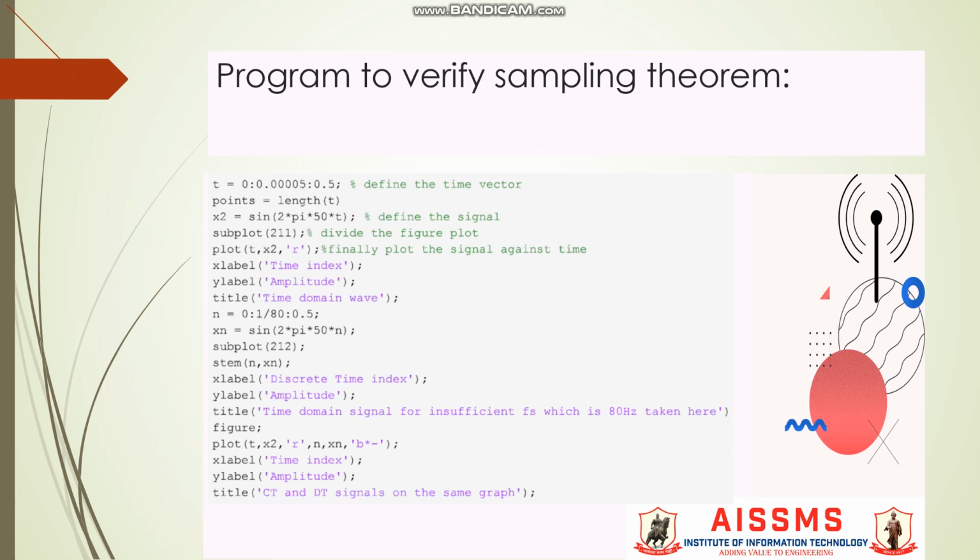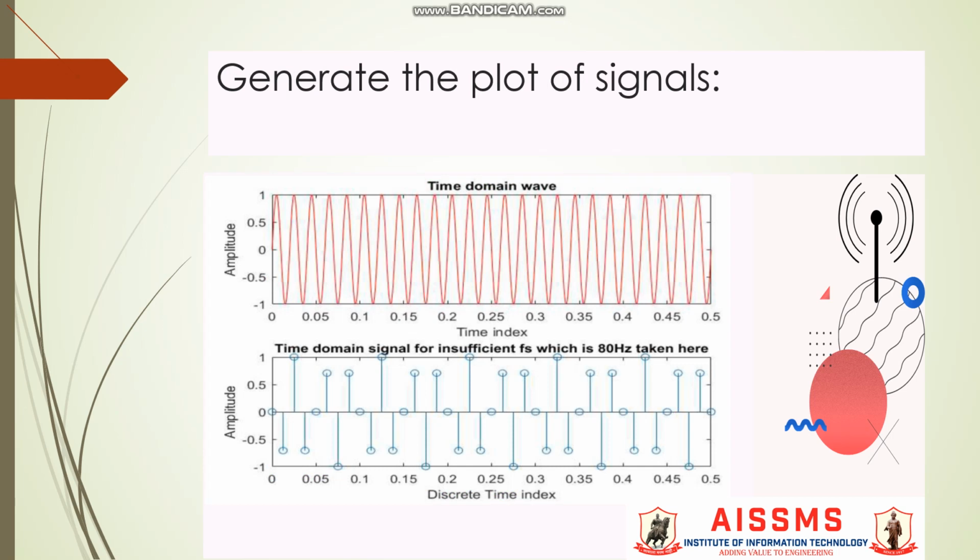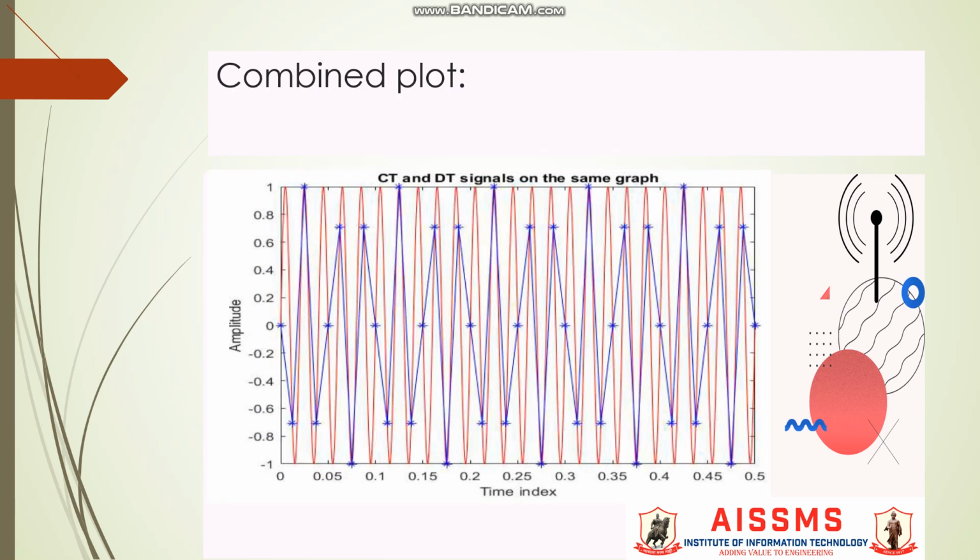Let us now observe the corresponding plots. We see that since the sampling frequency is 80 Hz and is insufficient, the original signal is not faithfully reconstructed. This is called aliasing, and this effect is called the aliasing effect. One way to mitigate this effect is by using an anti-aliasing filter.